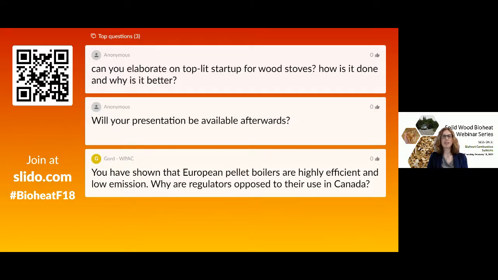Early on in the presentation, a question came through asking if you can elaborate on the top-lit startup for wood stoves. How is it done and why is it better?